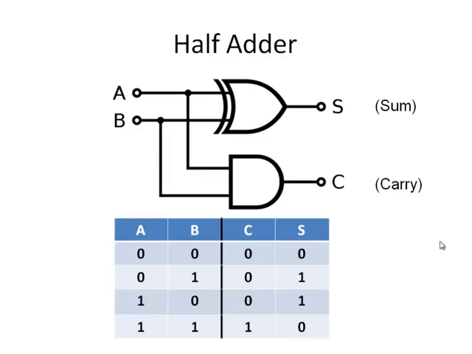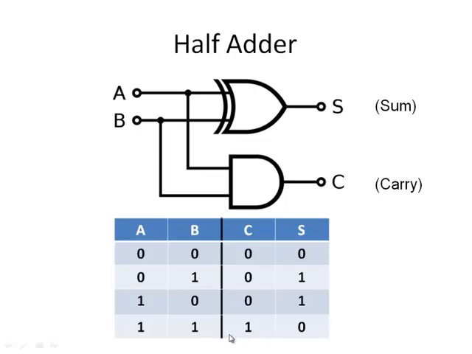And our output S is going to be the result of the addition, and C is going to be a carry. Do we have to carry on a bit to the next column? If A and B are both 0, the sum is 0, and there is no carry. If A or B, but only A or B, is 1, then the sum is also 1 and there's no value to carry. But if A and B are both 1, the result is going to be a sum of 0, but we're going to have a 1 value to carry over to the next column.